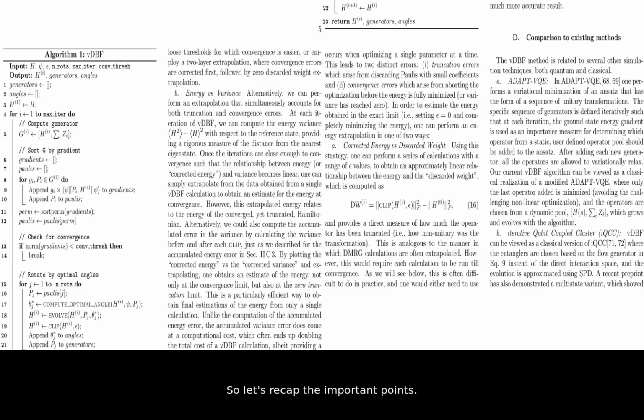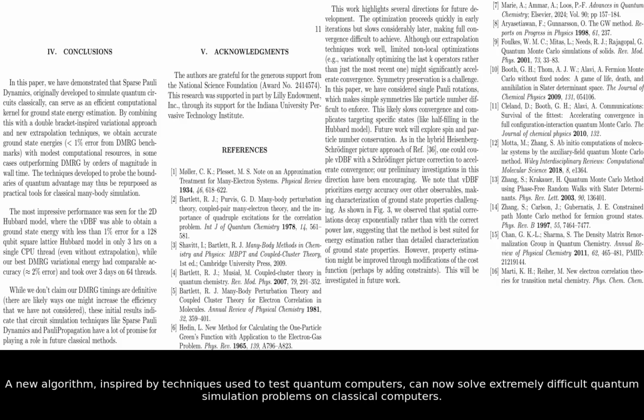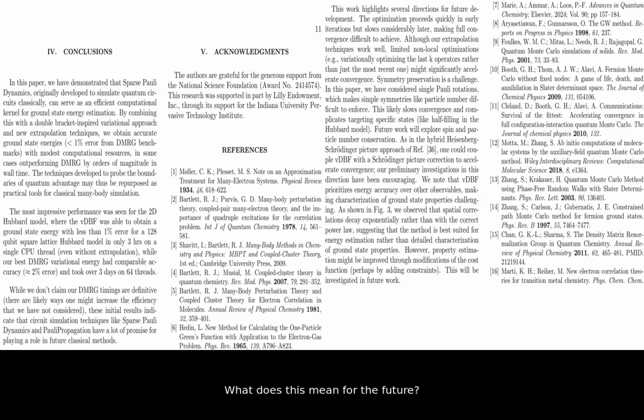So, let's recap the important points. A new algorithm, inspired by techniques used to test quantum computers, can now solve extremely difficult quantum simulation problems on classical computers. It achieves remarkable accuracy with a speedup of hundreds or even thousands of times compared to established methods for certain challenging systems. What does this mean for the future?